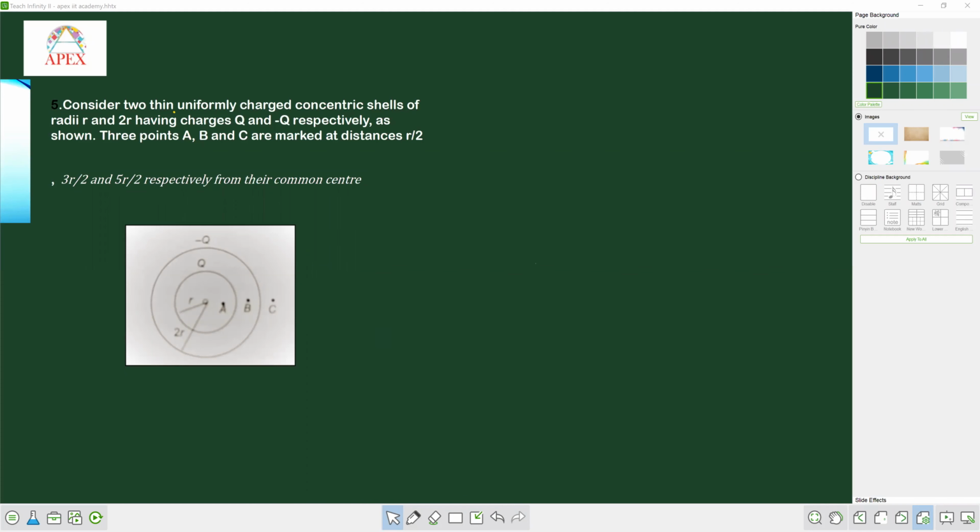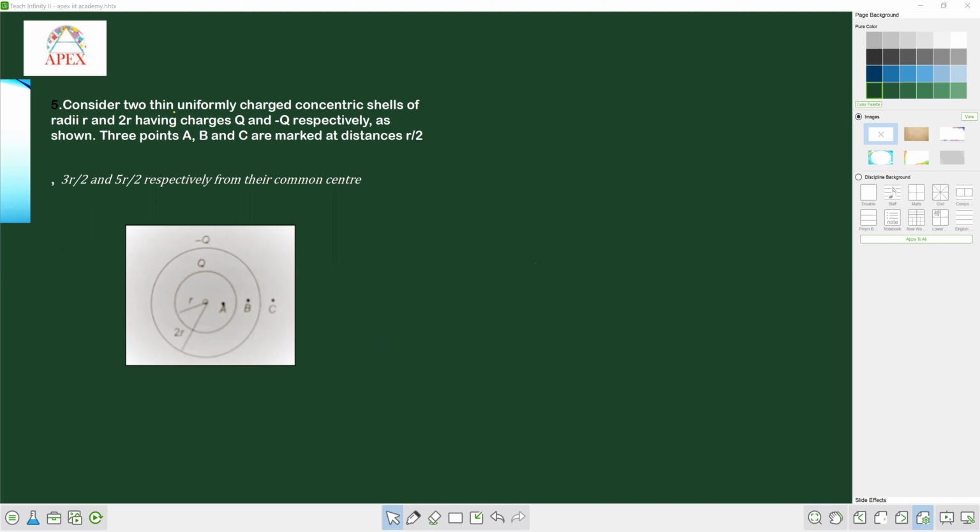Question number 5. Consider two thin uniformly charged concentric shells of radii R and 2R having charges Q and minus Q respectively, as shown. Three points A, B and C are marked at distances R by 2, 3R by 2 and 5R by 2 respectively from their common center. So this is the information given in the question, and the diagram was also shown here. Finally, you have to find the electric field intensities at points A, B and C, and the relation they have. Okay, see the first one.